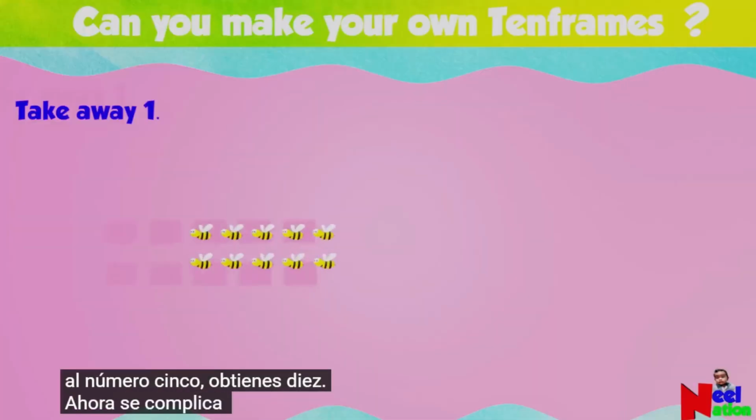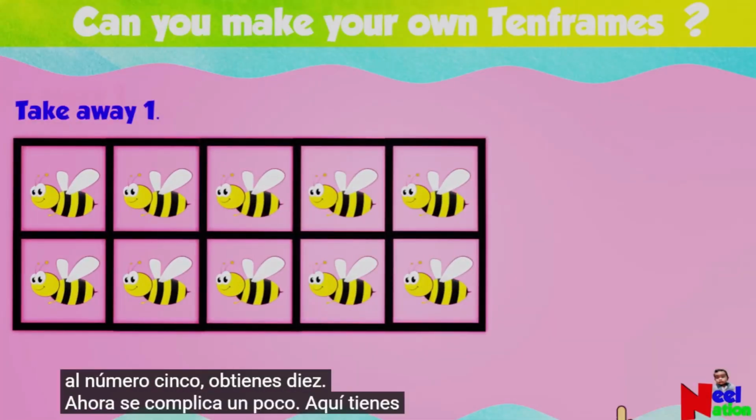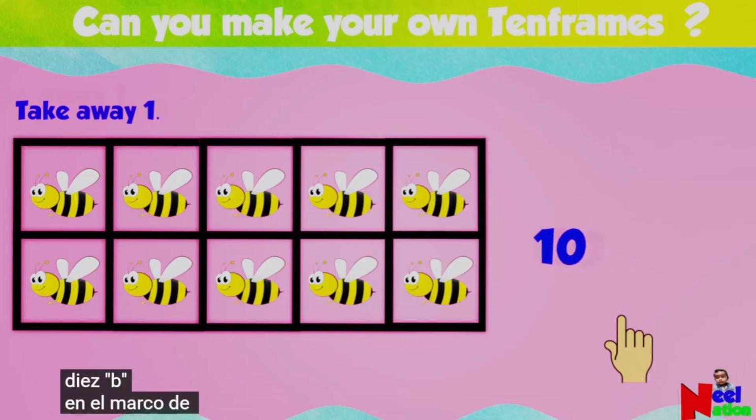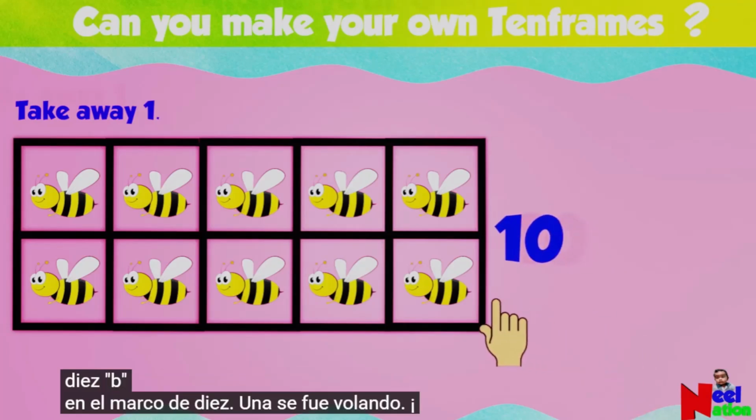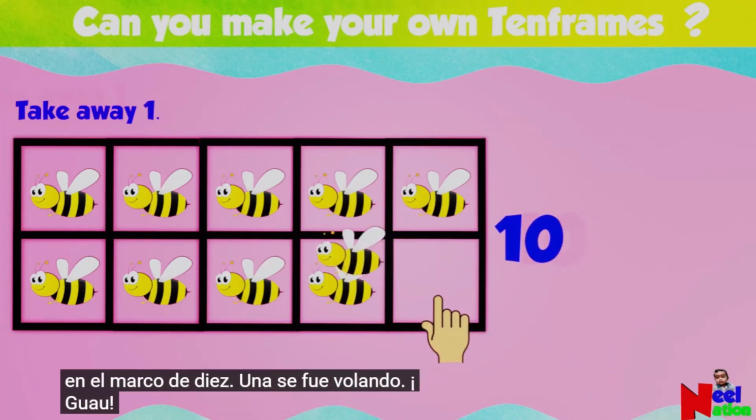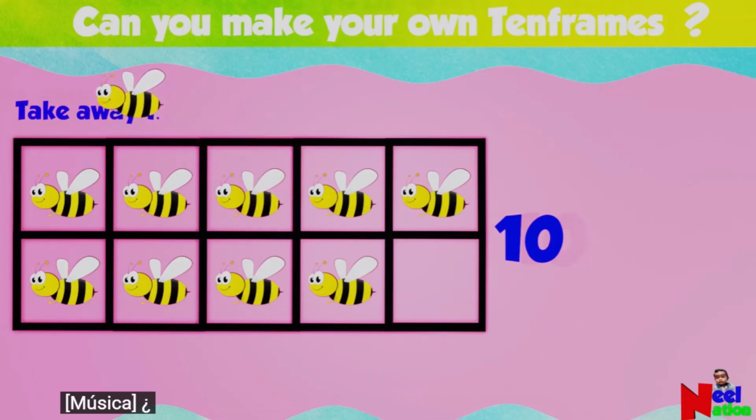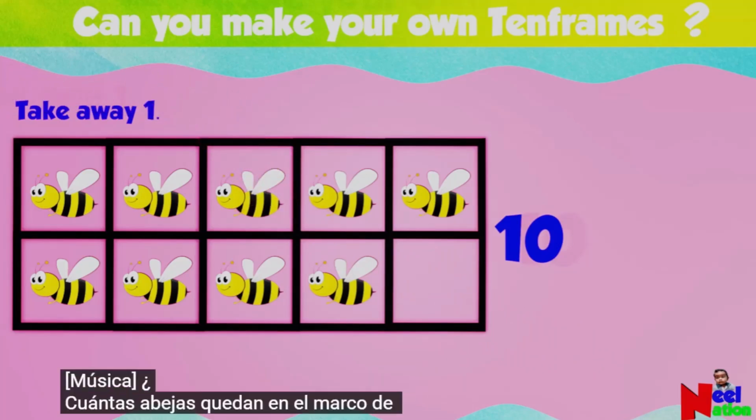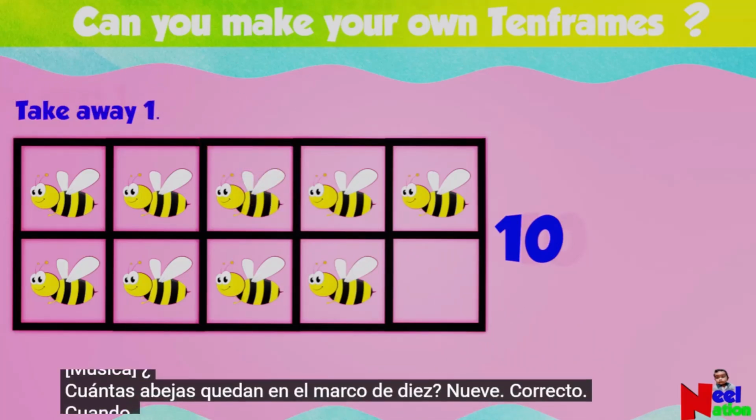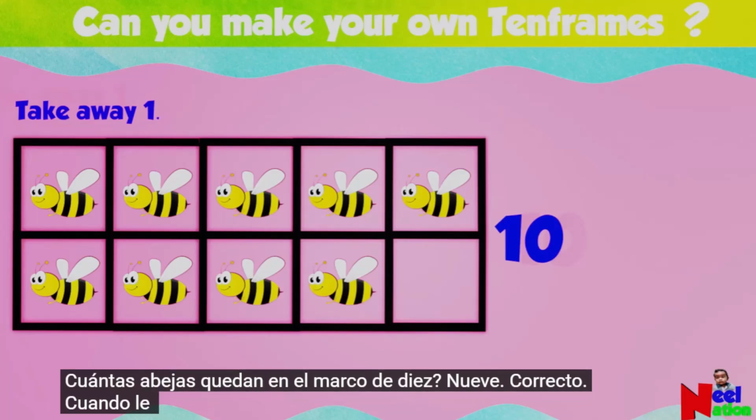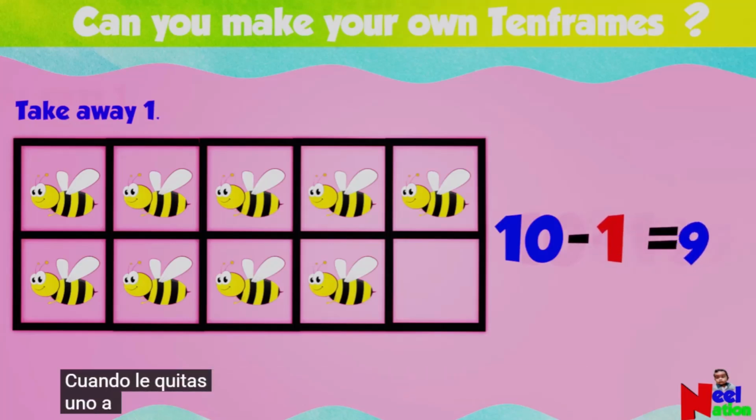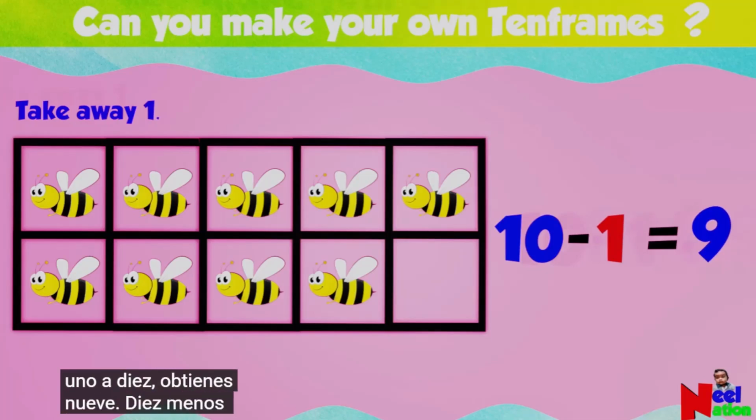Now it gets more trickier. Here you have 10 bees in the 10 frame. One flew away. Wow. How many bees are left in the 10 frame? 9. You are right. When you take 1 away from 10, you get 9. 10 minus 1 equals 9.